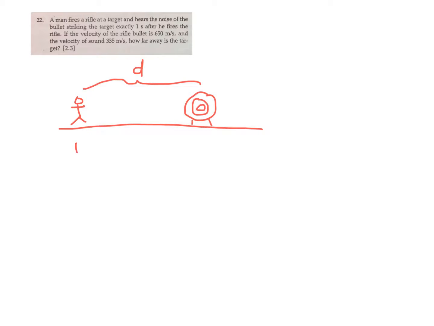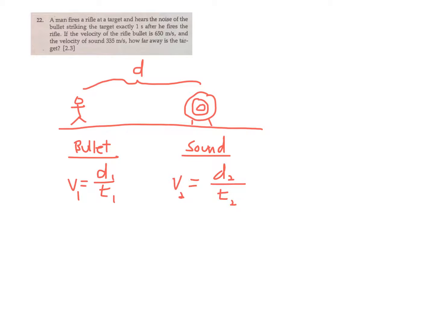You have the bullet as it travels to the target, and then the sound as it travels back from the target. And once again, you still just have V equals S over T or D over T. I'm going to call this V1, D1, T1, and V2, D2 over T2. You can call it S if you would like, the displacement, but it's traveling in a straight line. The distance and displacement are the same for each object.